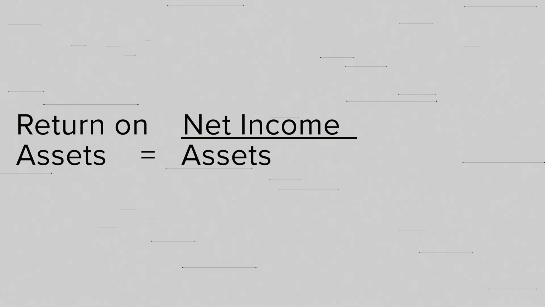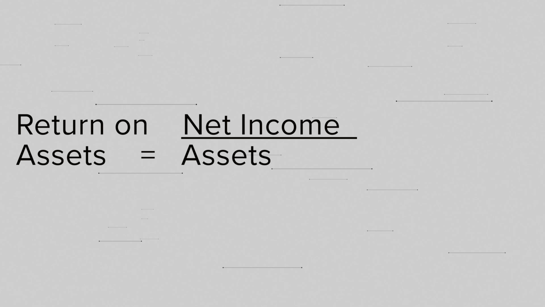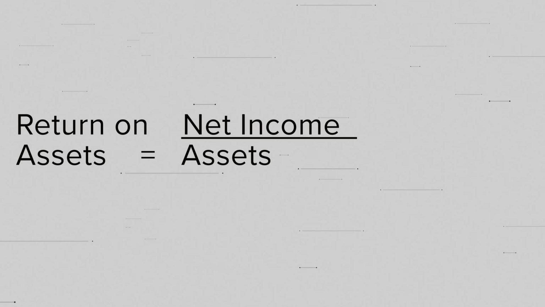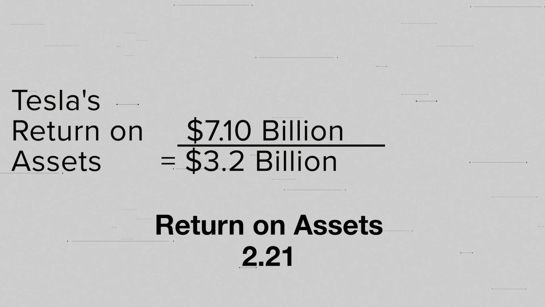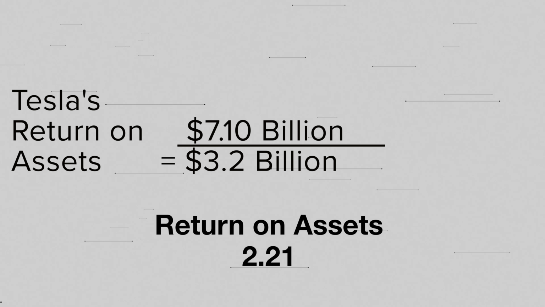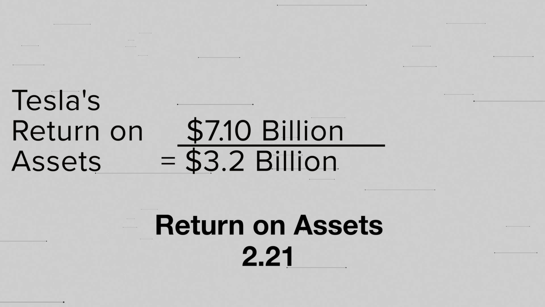Next up, we have return on assets, and that formula is going to be net income divided by assets, and this tells you how effectively your assets are generating profit. A higher ROA equals more efficient management. And Tesla pulled off $7.1 billion of net income, and it carried $3.2 billion in total assets, giving it a 2.21 return on assets, which means they are using their assets very effectively.